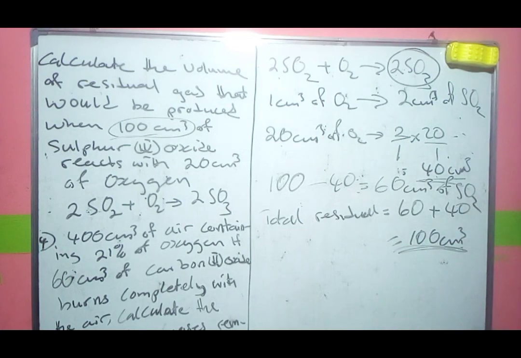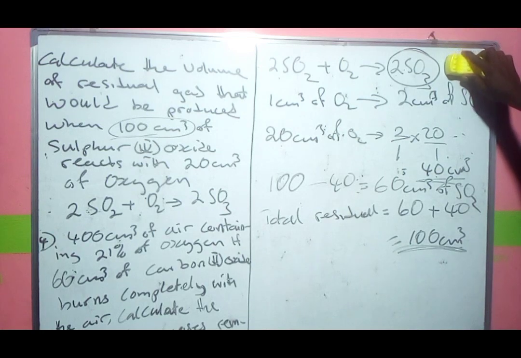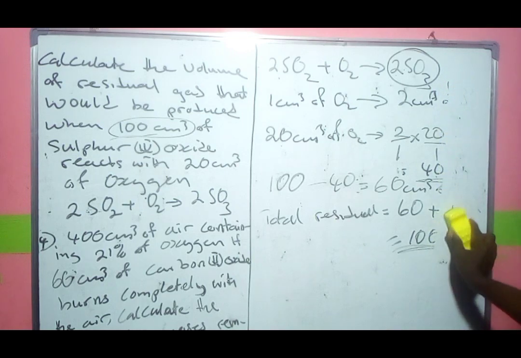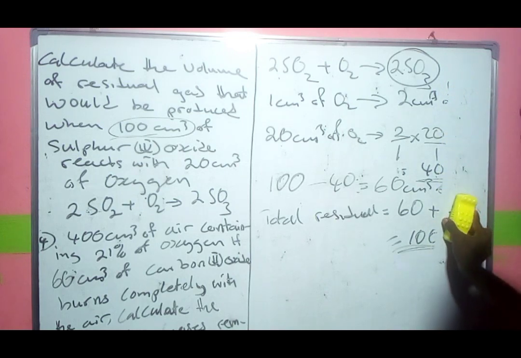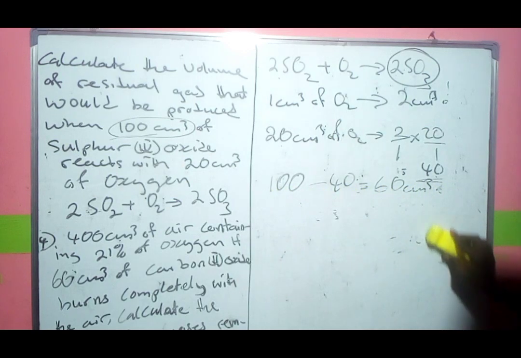So let's go down to the next one. The next question said we are going to be calculating another gas, so that the remaining gas in this question, it said 400 cm cube of air containing 21 cm cube of oxygen.